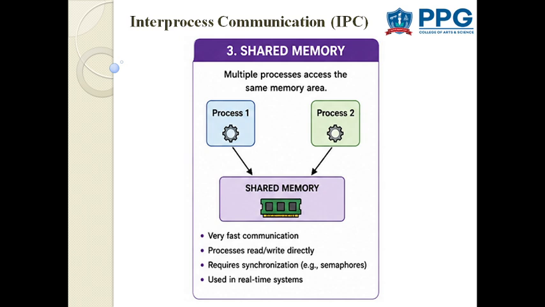The next one is shared memory. In shared memory IPC, two or more processes access the same shared memory area. One process writes data and another process reads it. This method is very fast because data is not copied between processes. But synchronization is very important here to avoid conflicts. Communication is very fast. Processes read or write directly. It requires synchronization. It is used in real-time systems. This is shared memory in IPC.